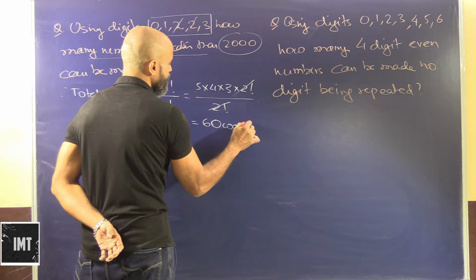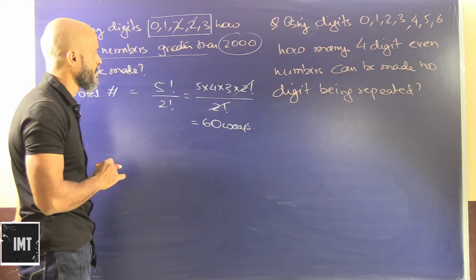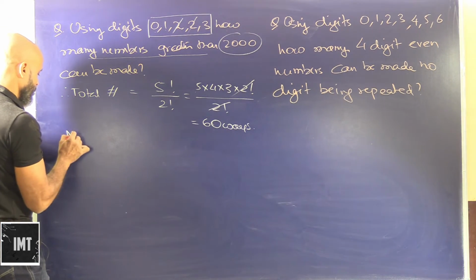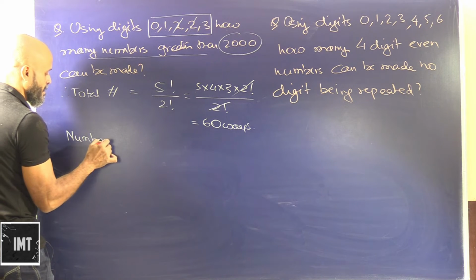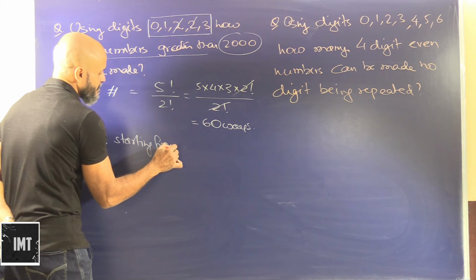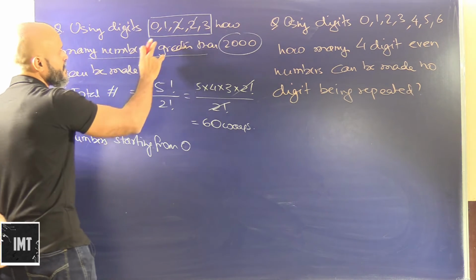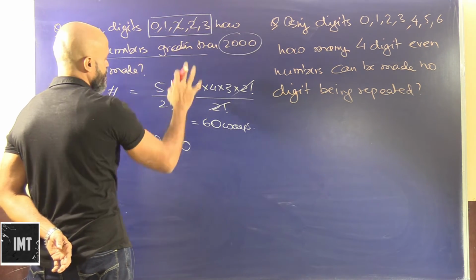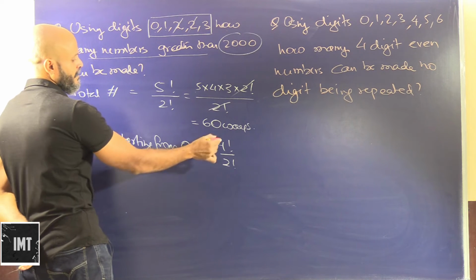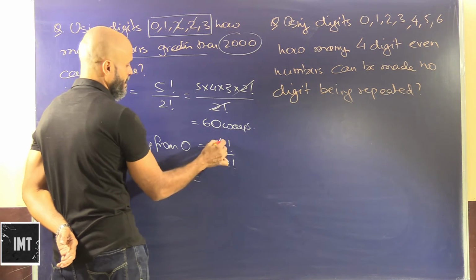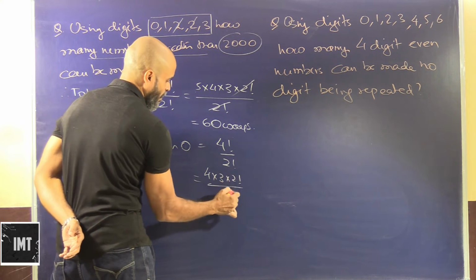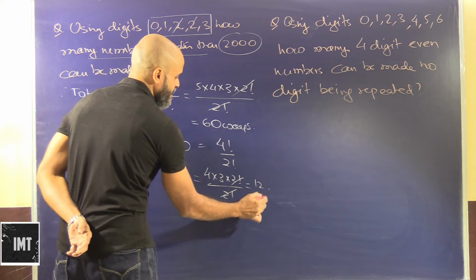Now out of these 60 numbers, we have numbers which are starting from 0. So numbers which we cannot include are numbers starting from 0. If we start the number with 0, we will be left with how many combinations? 4 places to fill, out of which 2 are common. So this will be 4 into 3 into factorial 2 upon factorial 2, that gives us 12 ways.